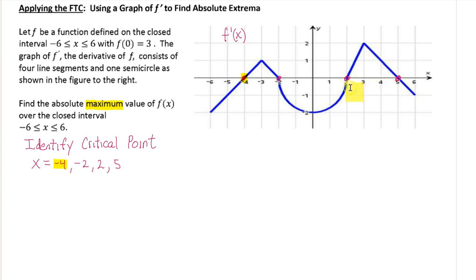If you look over here at +2, the same thing is happening. The derivative goes from negative to positive at +2, so +2 is also a min. Both of those are mins, so I don't even have to worry about those. We're going to skip those altogether. So I've got two critical points, -2 and 5. The other thing I need is endpoints, and my endpoints are -6 and 6.